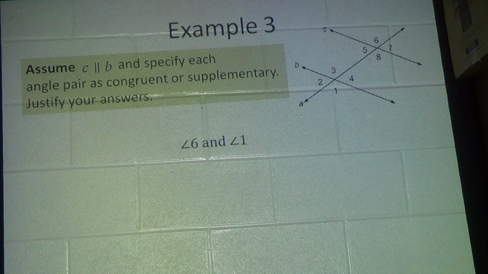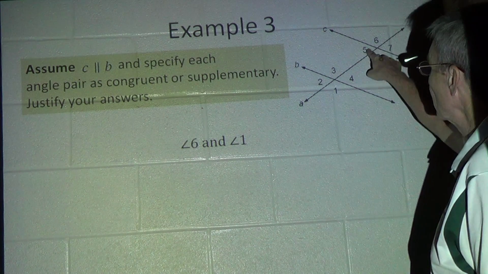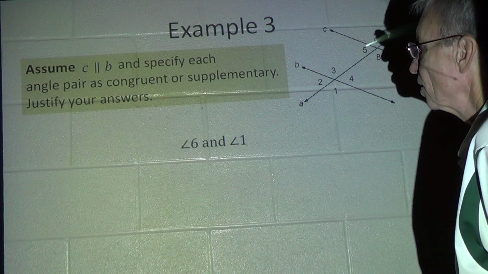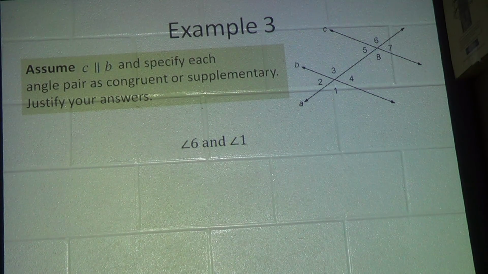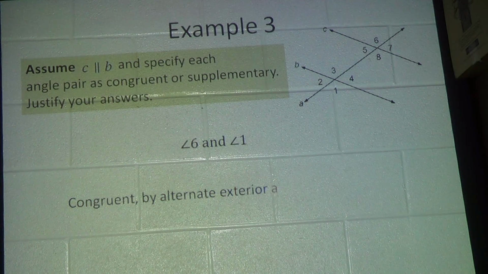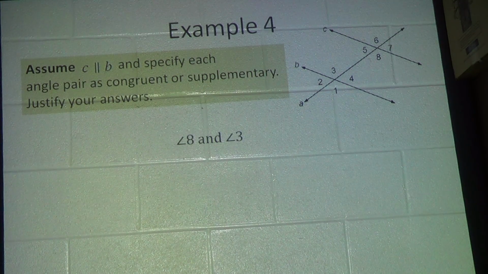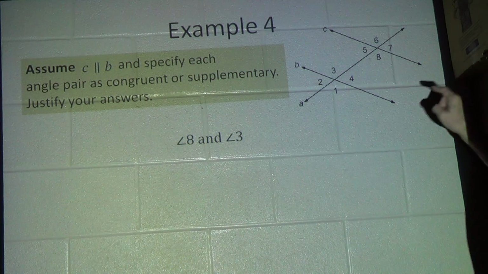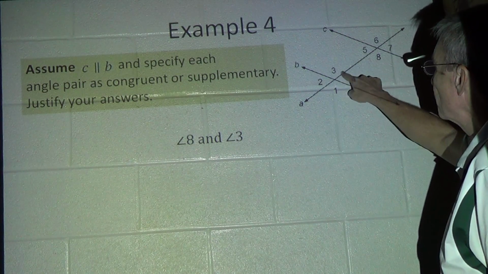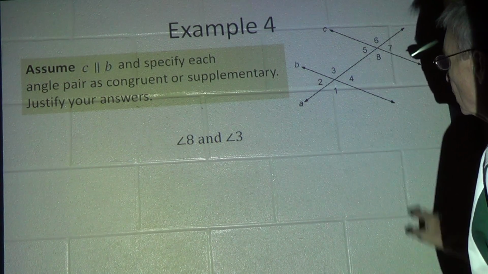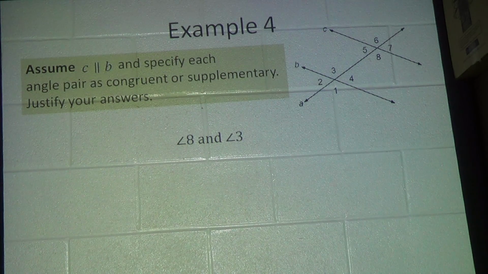Okay, example 3 is asking about angle 6 and angle 1. Okay, these are exterior angles. They're on opposite sides of the transversal, so they are congruent by the alternate exterior angle theorem. Example 4 is talking about angle 8 and angle 3. Okay, these are interior to the two parallel lines, and they're on opposite sides of the transversal, so they're alternate interior angles, and therefore they are congruent.